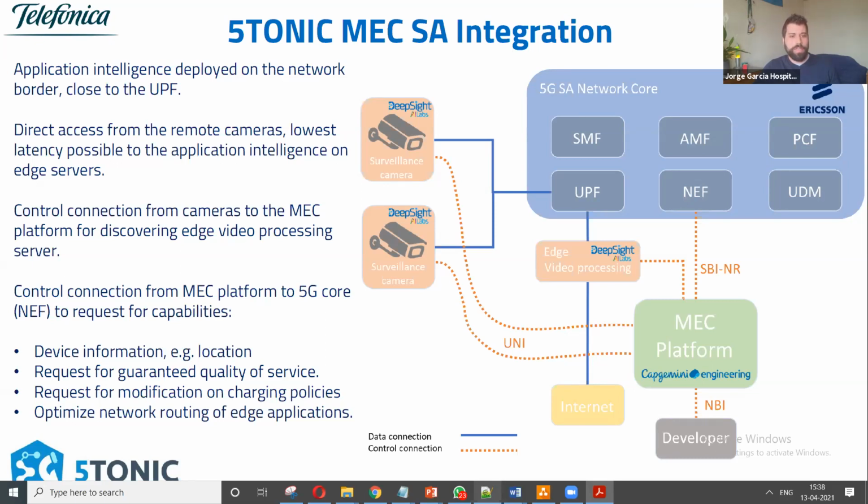We also have some capabilities for modifying the charging policies on the network, so that, for instance, DeepSight can be charged for the connection of these devices instead of the proper owner of the connection. And finally, we have a much more advanced use case, which is the optimization of the network routing of this edge application, so that we can predict the movement in case this camera has mobility. We can ensure that the traffic is always routed in the most optimal way, independently of the location of the application. When we need to change the link just because it is overloaded or whatever, we can always optimize this routing.